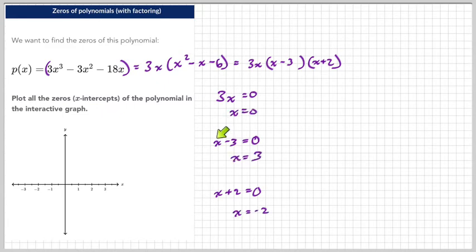Okay, and then this one would be a 3 because 3 minus 3 is 0, so you get x equals 3. And then this one would be a negative 2 because negative 2 plus 2 would equal 0. Booyah, right? And so those are going to be your x-intercepts. You just graph them and you're diggity done.